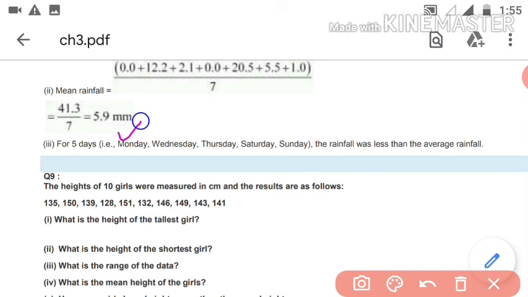Now Wednesday is how much? 2.1. So 2.1 is also less than 5.9. Then Thursday is how much? 0.0, and 0.0 is less than 5.9. Now Saturday is how much? 5.5, isn't it? So Saturday will also be less than 5.9. Now Sunday is how much? 1.0. So Sunday is also less than the mean value. So these are Monday, Wednesday, Thursday, Saturday, Sunday. The rainfall was less than the average rainfall.